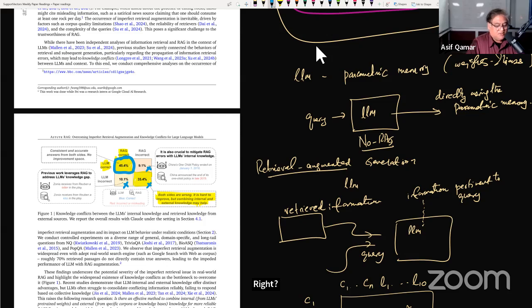Your search results are wrong 9.1% of the time, but the LLM is correct. And you can have the converse situation. The LLM is wrong, but the search results could have potentially corrected the LLM. So they give examples of this. They say, previous work leveraging RAG. So you may have an example which they give here.